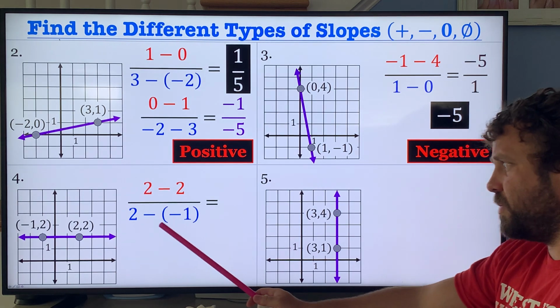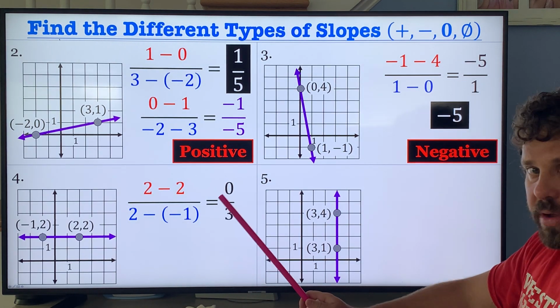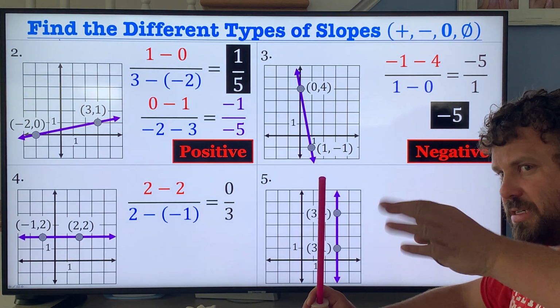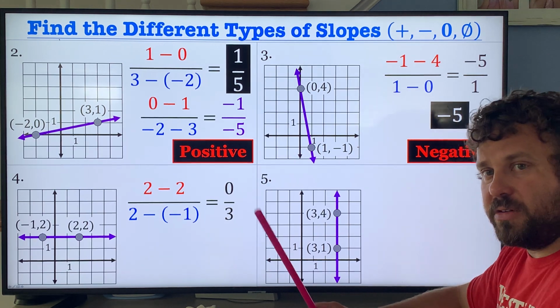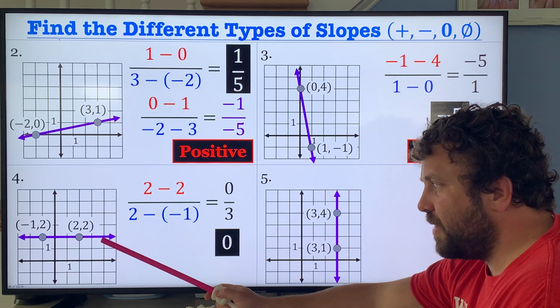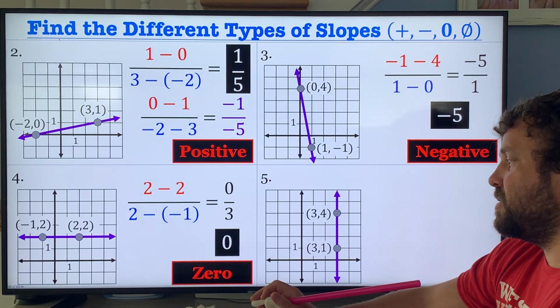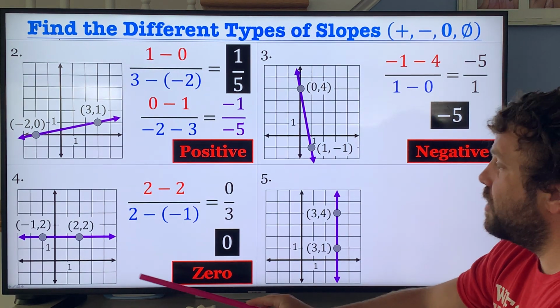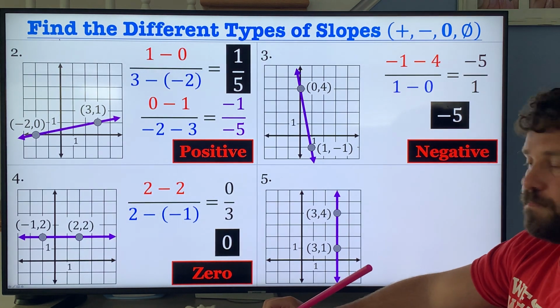Now, horizontal lines, what kind of slope do they have? Well, 2 minus 2 over 2 minus negative 1 is 0 over 3. This is where some people get a little tricky. Not undefined. 0 divided by any number is simply 0. Now, a slope that's 0 is what type of line? A horizontal line. So it's zero slope, but it's a horizontal line.